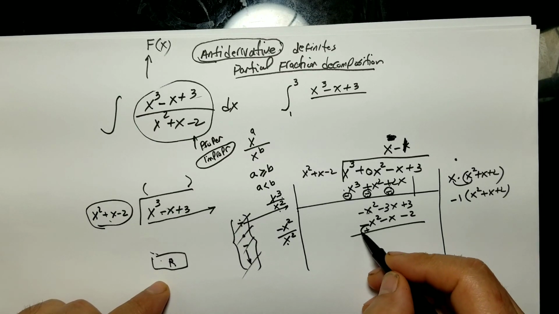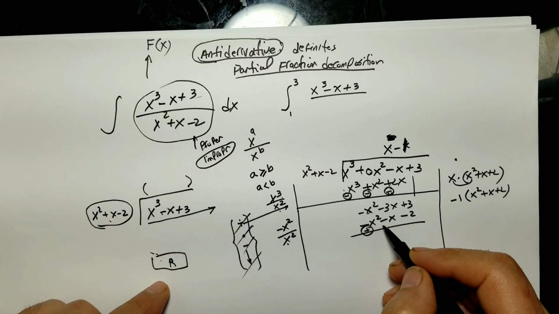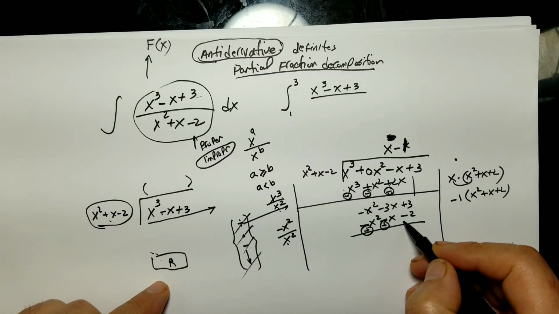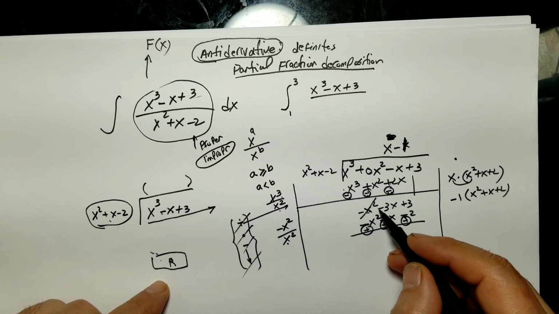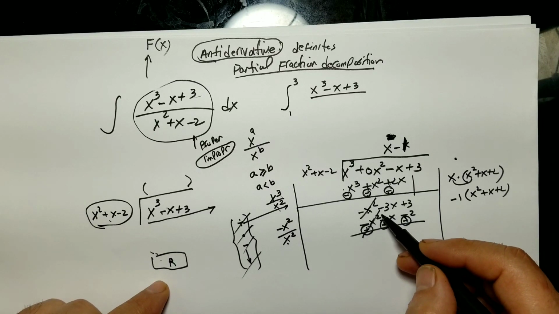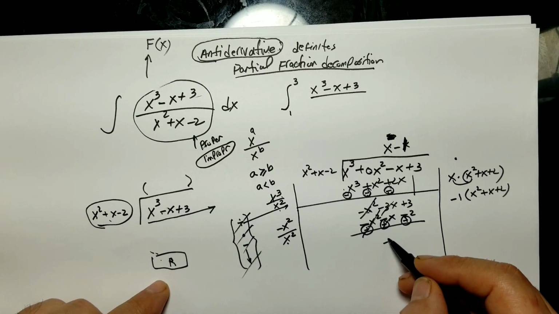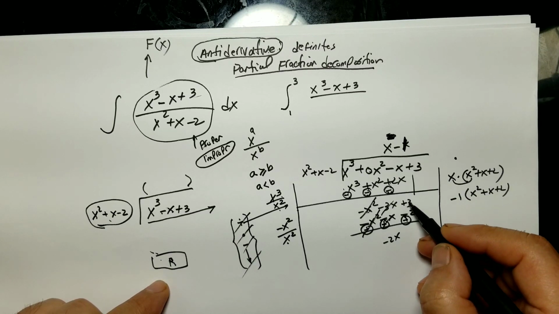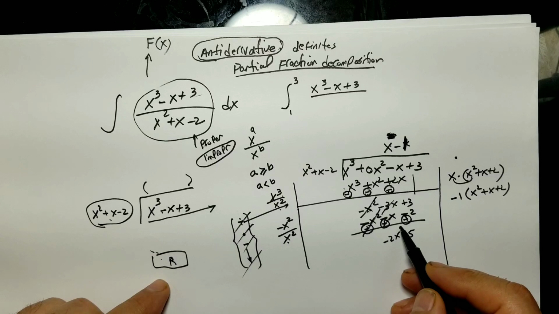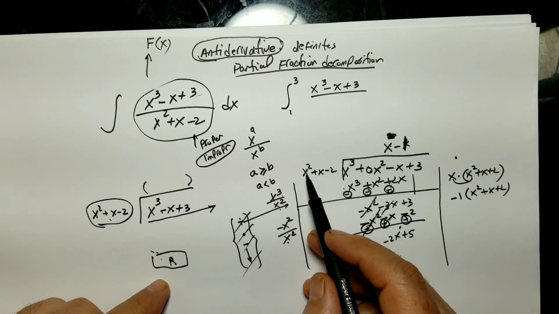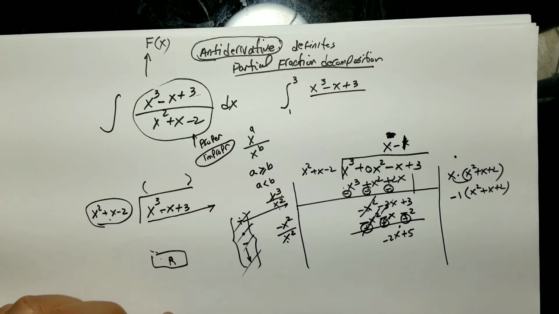I subtract. Negative times negative makes a positive. Negative times negative makes a positive. Negative times a negative makes a positive. Positive x squared minus x squared is 0. Negative 3x plus x is a negative 2x. Plus 3 plus 2 is plus 5. See that the power right here is 1. Therefore, there is not any x squared into the x.